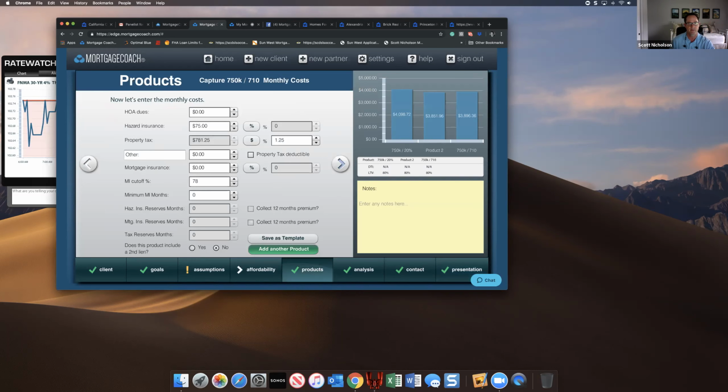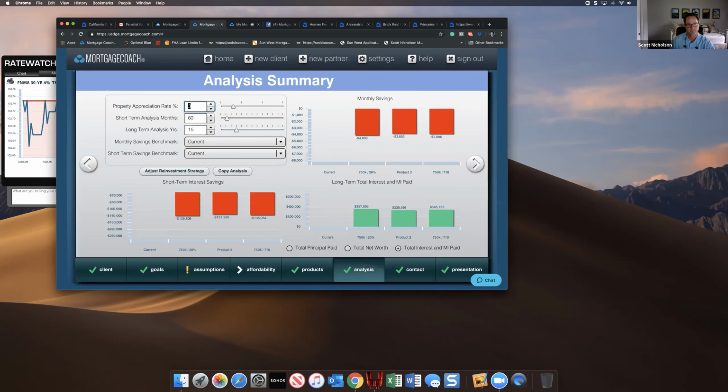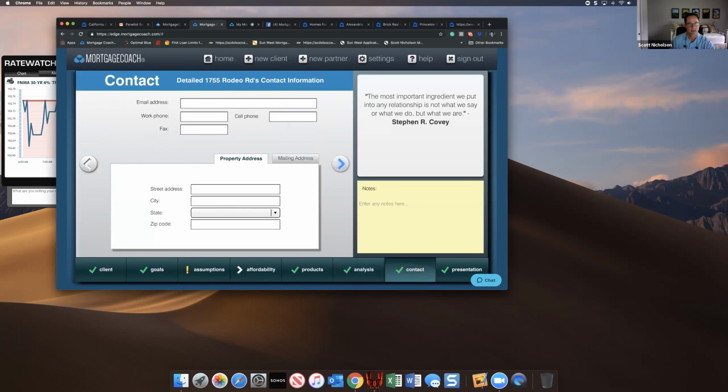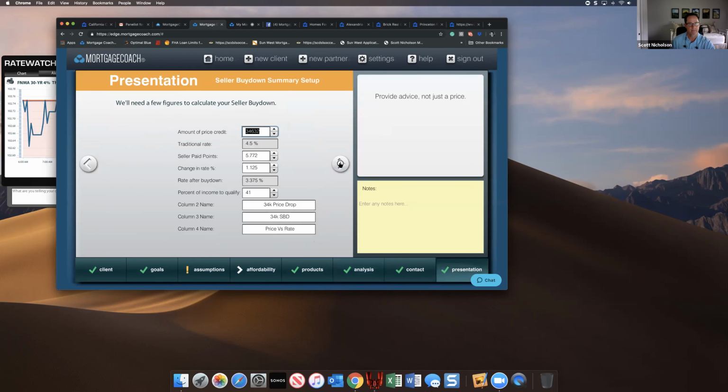Let me find it. There it is right there. So there's that number. So there's the amount of the credit. So I went ahead and just entered that in. 4.5%, it pulled it from there. I plugged in the points based on my rate sheet. I plugged in the amount of the rate drops from 4.5 to 3 7/8. I plugged in the income to qualify.